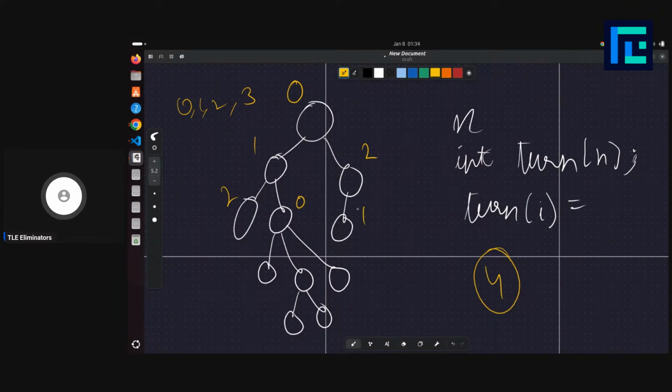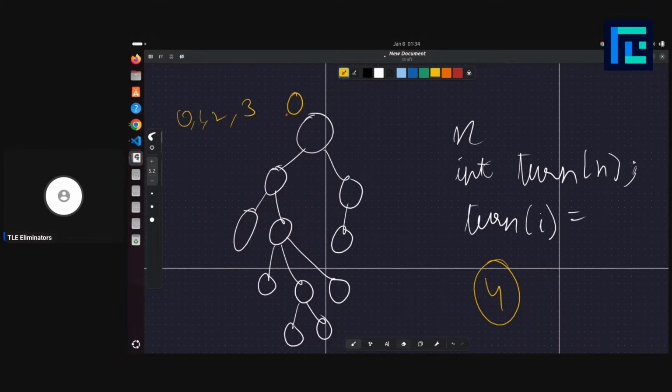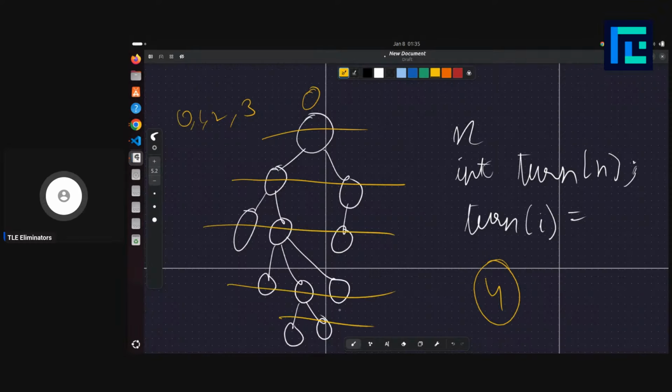I started coloring from the top, and kind of did a BFS. Like I assigned this 0, right? So this level is done. Then I color this level, and then this level, and then this level, and then this level. So why am I doing it? Why I am doing it level wise is because at each level I need every node to be different, right?